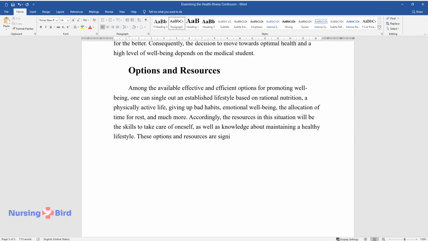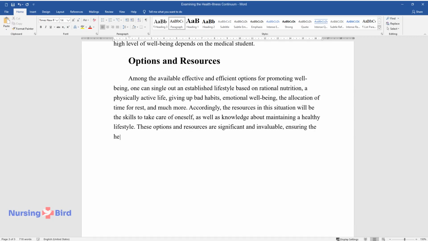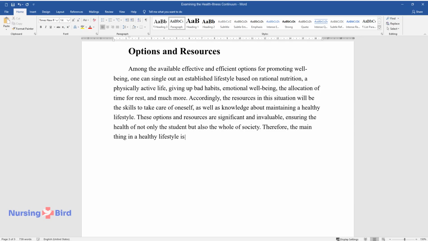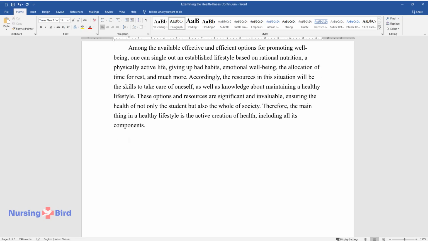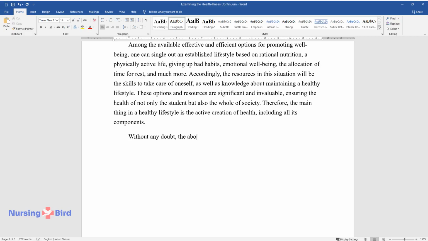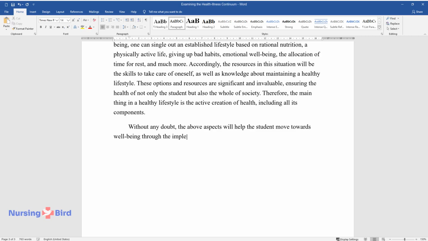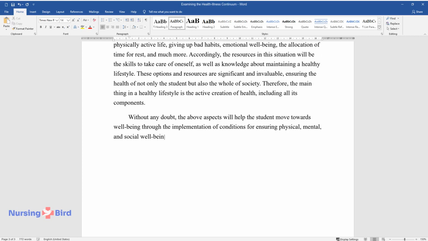These options and resources are significant and invaluable, ensuring the health of not only the student but also the whole of society. Therefore, the main thing in a healthy lifestyle is the active creation of health, including all its components. Without any doubt, the above aspects will help the student move towards well-being through the implementation of conditions for ensuring physical, mental, and social well-being in a natural environment and active longevity.